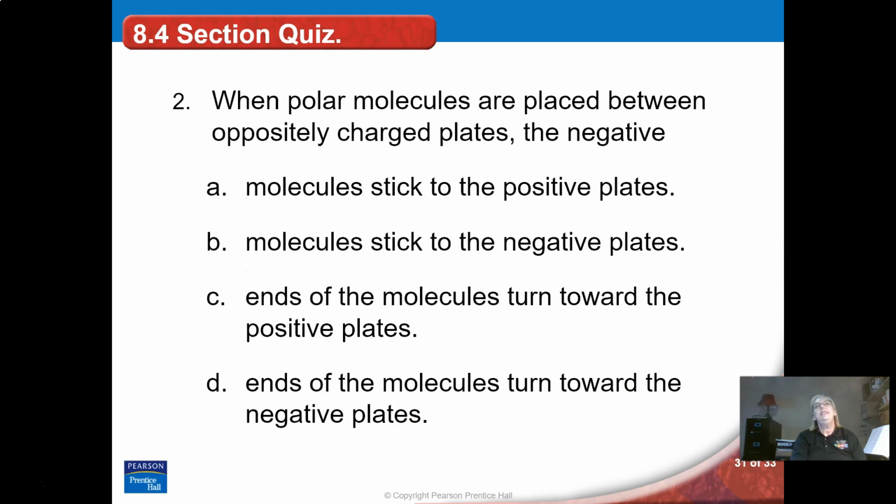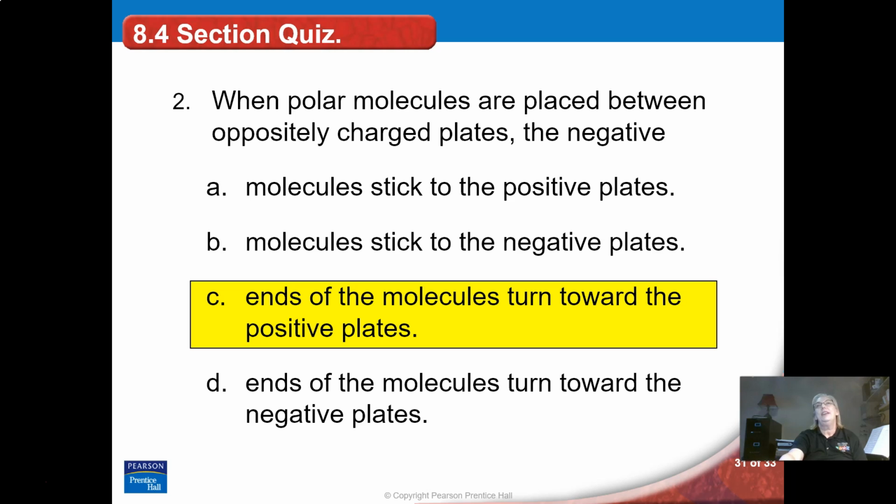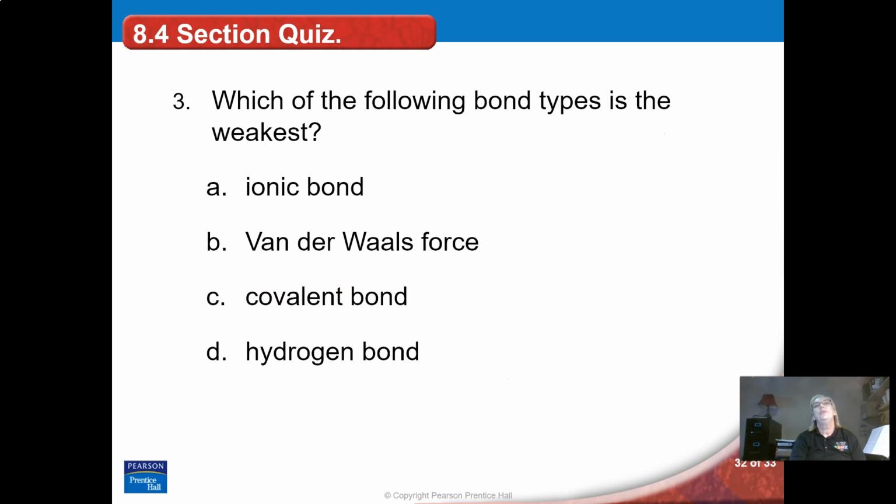When polar molecules are placed between charged plates, the negative side does what? So remember, they orient themselves: the negative orients towards the positive plate, and the positive orients to the negative plate. Which one is the weakest? See if you remember which one I said is really weak. Van der Waals is really, really weak, and we'll talk about that later. This is an introduction to all these things. Not an easy section, so we need to talk about it more.